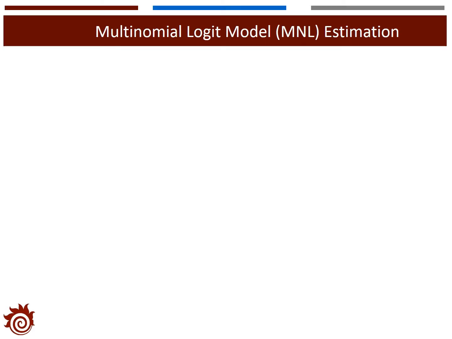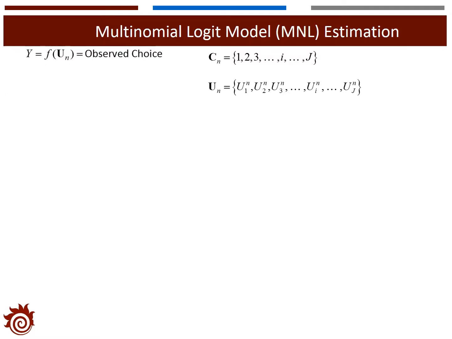Now let's go back to the discrete choice problem. First, we assume that there will be a set of choices available for individual n, and each choice has one utility. For example, for the choice i, the utility is U_in, and y would be the observed choice for the individual n. If the choice i is selected, then we can claim that the choice i has the highest utility.